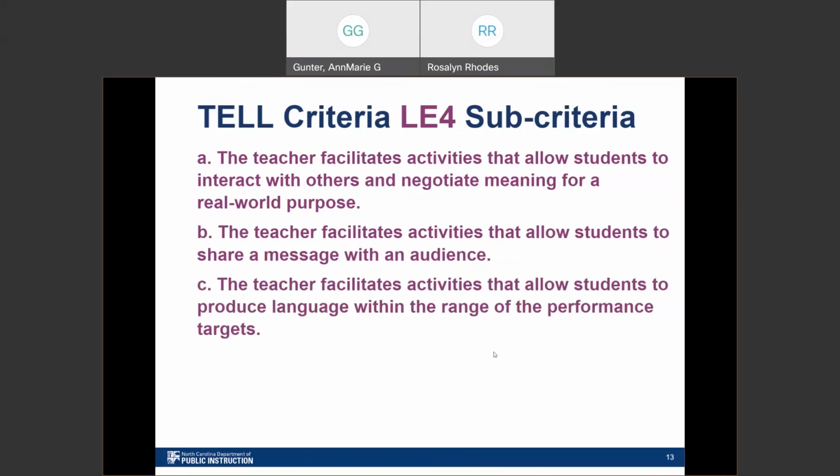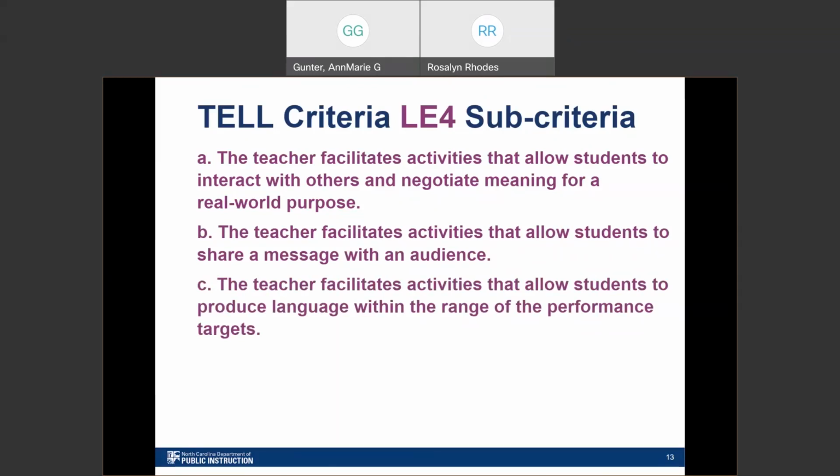C is the teacher facilitates activities that allow students to produce language within the range of the performance targets. As I said, we have proficiency-based state standards in North Carolina. We were the first state to have those when we officially rolled them out in 2010, but many states have followed our lead, and we are happy to know how things are going with that.